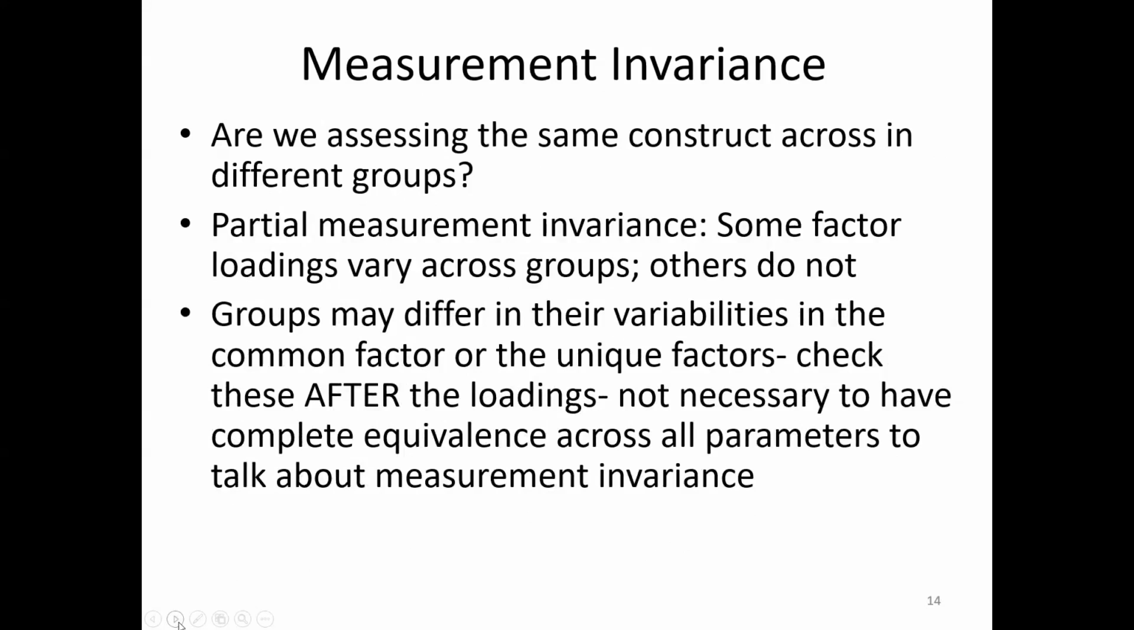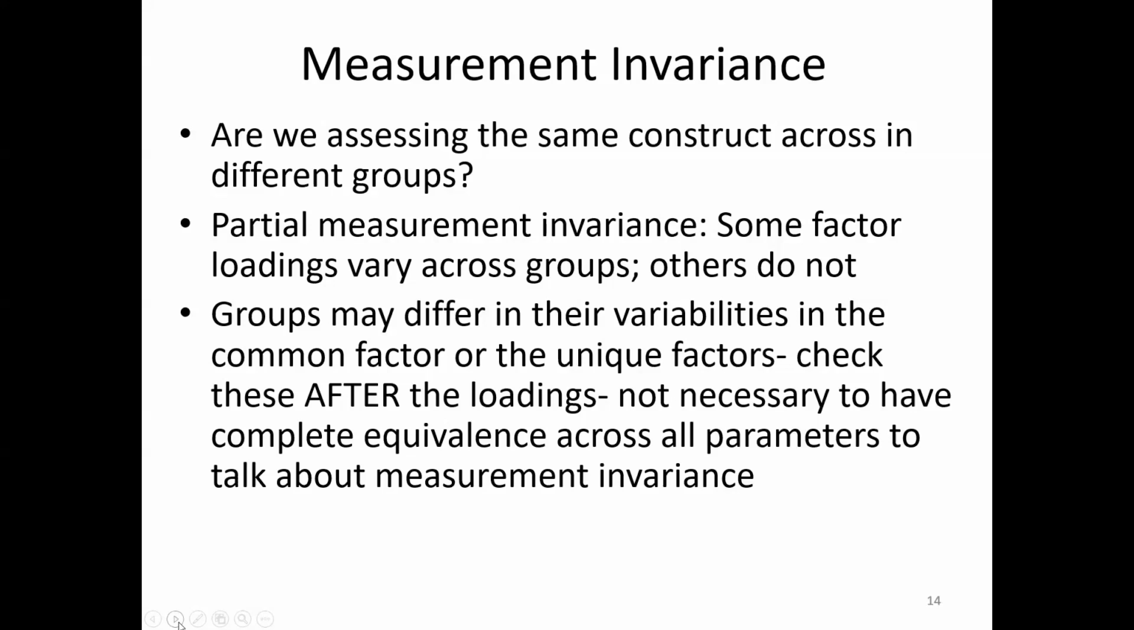There's this whole literature on partial measurement invariance. The idea of partial measurement invariance is I can constrain a bunch of the parameters to be equal across the two groups, but I can't constrain all of the parameters to be equal across the two groups. And again, how much of a problem is this? Well, it depends on how different those parameters are across the two groups, and how many parameters you need to allow to vary across the two groups.